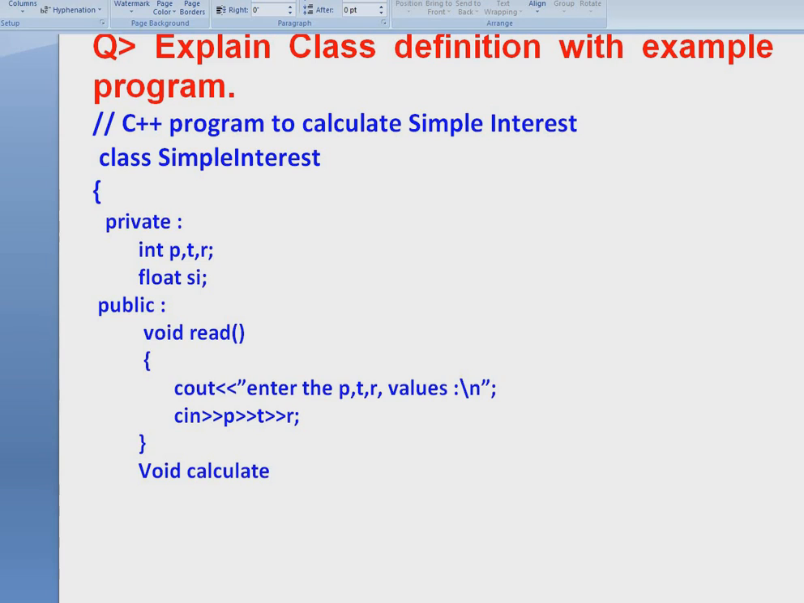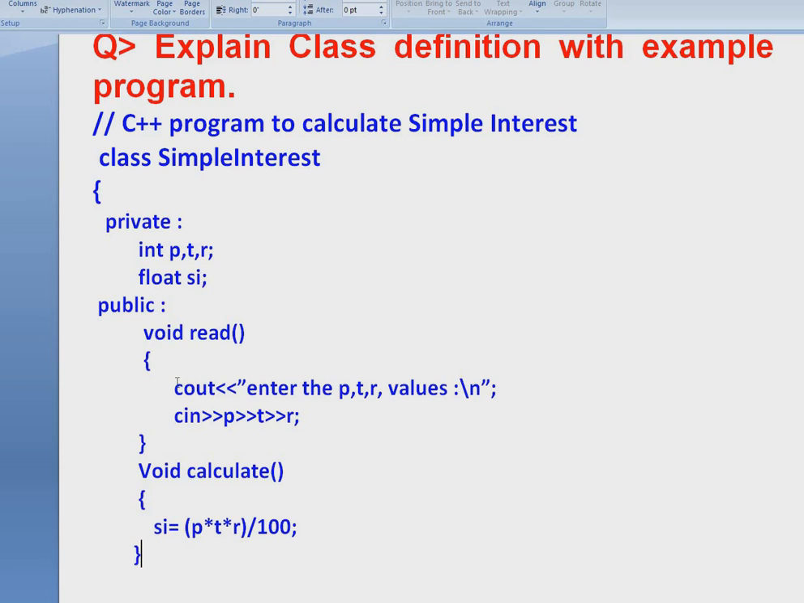Okay, next another function I will use, void calculate. So this is the calculate function. The body of the function is here. Simple interest is equal to P into T into R divided by 100. The simple interest formula is principal into time into rate of interest divided by 100. So you will get the simple interest. Now this function is also completed, so I will close the body.